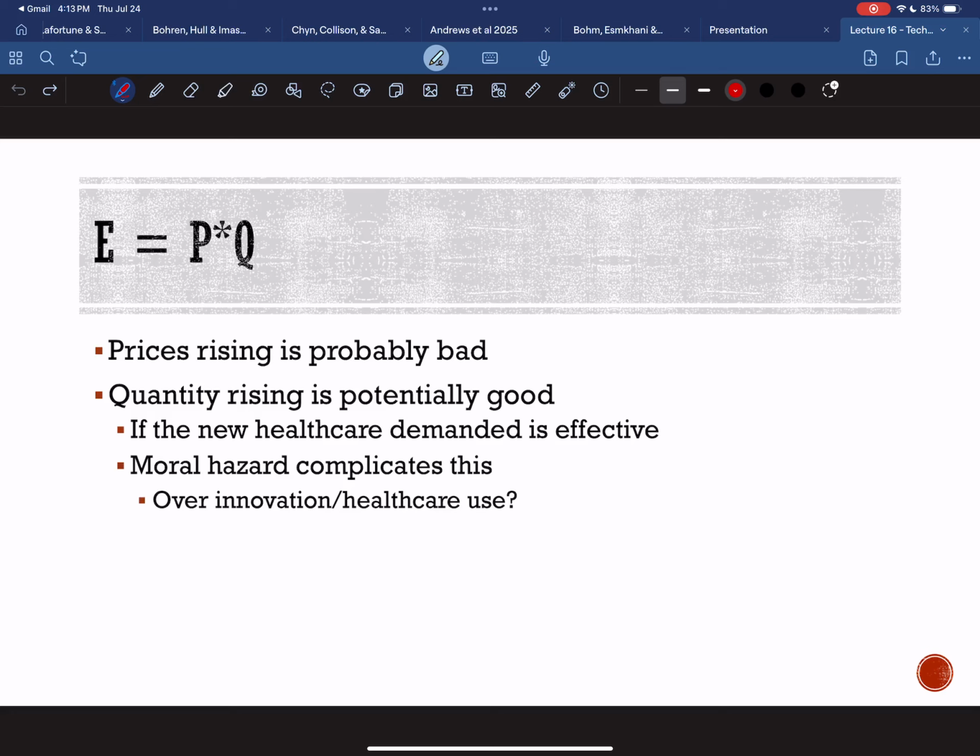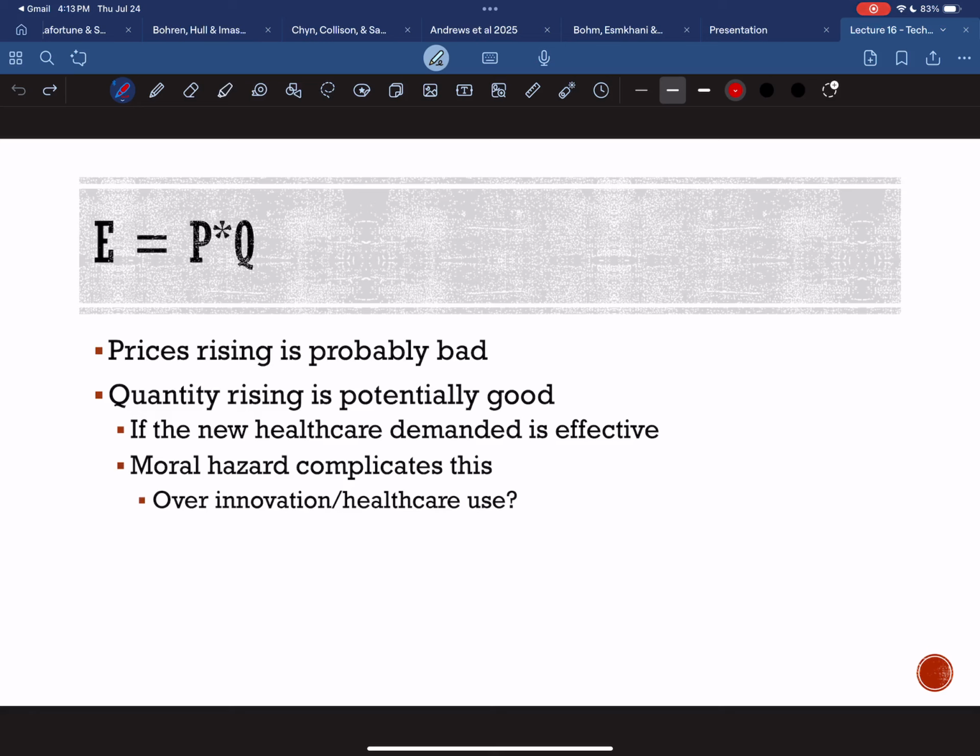Right? If we're in the Middle Ages and the best cure you have is a bunch of leeches, you're probably not going to be the one who knows that leeches aren't very effective. You're probably not going to spend a lot of money on leeches. But in the modern day, if somebody says, hey, we know how to cure your condition, and instead of leeching you, we can give you open heart surgery, you'd probably pay a lot for that open heart surgery. So in general, you might think quantity rising is potentially good.